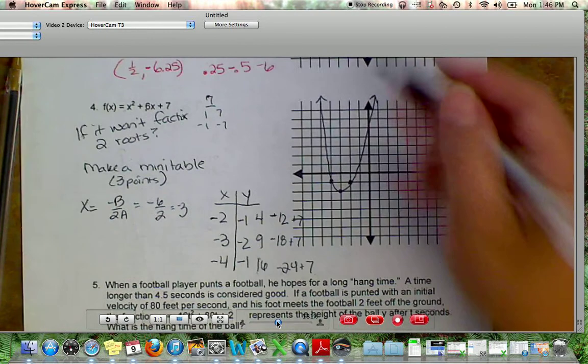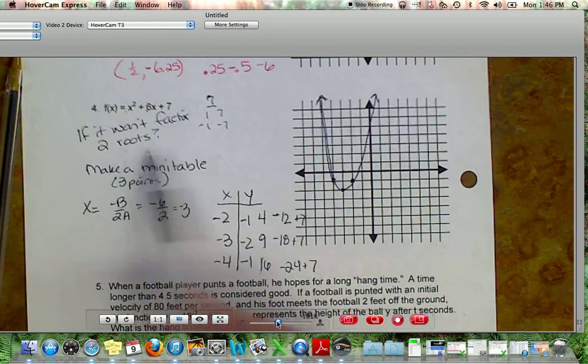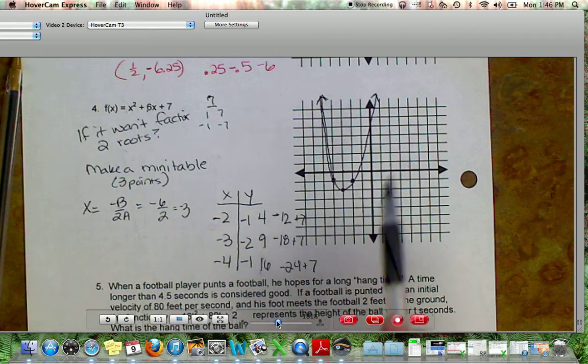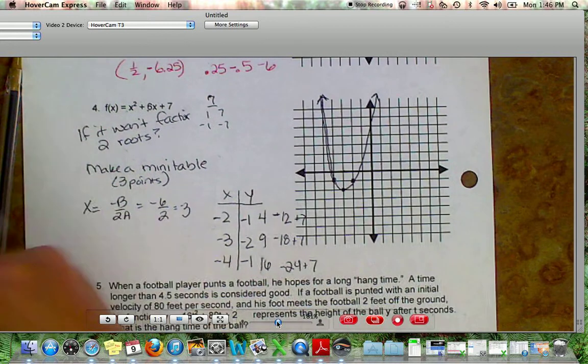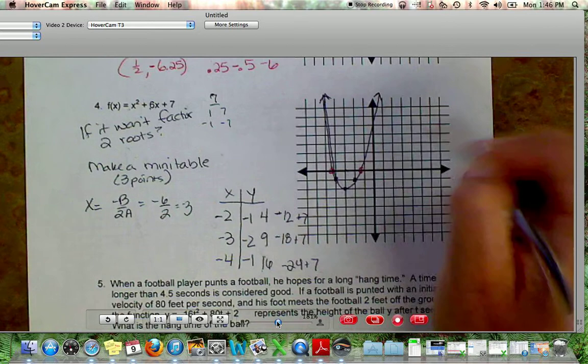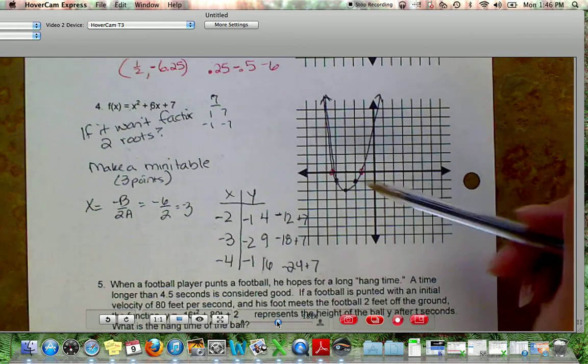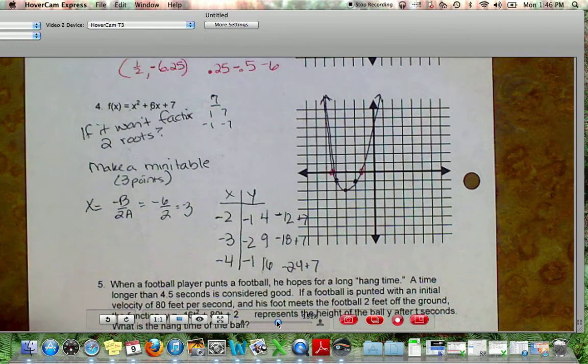So in this case, it doesn't mean that there are no roots, like it does not cross the x-axis at all. It's just actually crossing in between. And sometimes when it crosses in between, we can't factor it, coming out to something really funky. Okay? Last thing's a word problem.